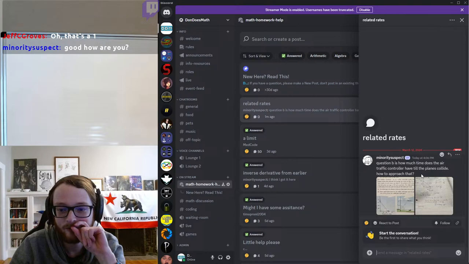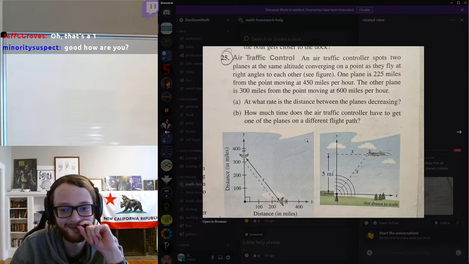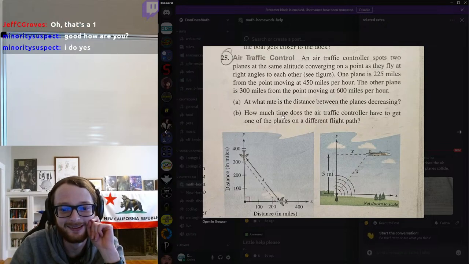How much time does the air traffic controller have till the planes collide? Ooh, okay, we got a dark question here. Oh, or I guess the happy interpretation: how much time does the air traffic controller have to get one of the planes on a different flight path? Okay.